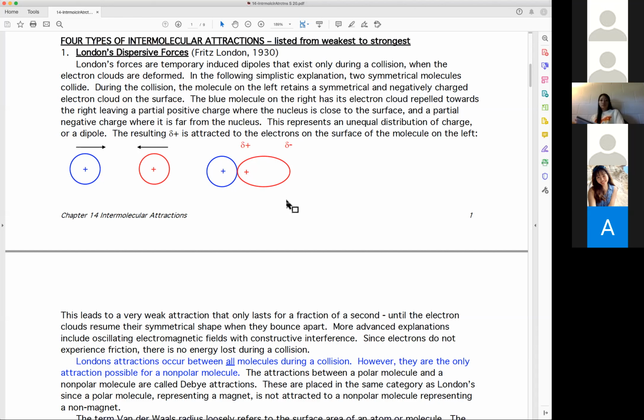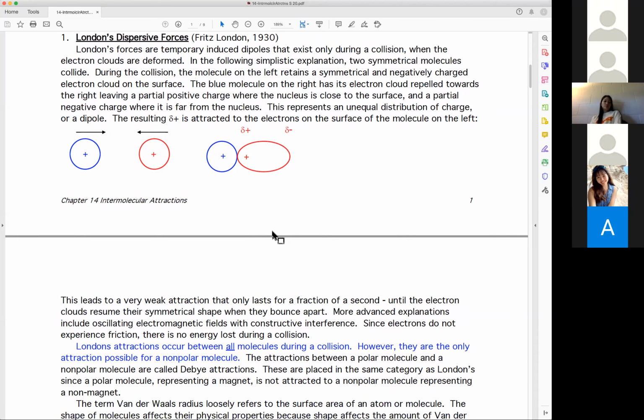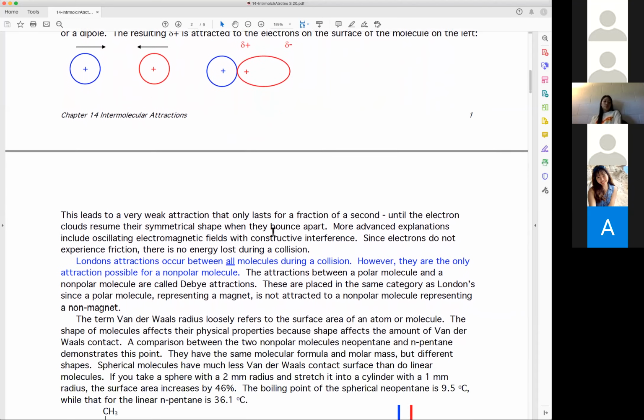I wish I had these balloons. Just haven't had a chance to go get them. If you take two round balloons and you smash them into each other, they both deform each other's electron clouds. And when you let go of them, they just simply bounce apart again, just like nothing happened. But during that collision where their electron clouds are deformed, you get this attractive force, which is called London's attractions. So for a fraction of a second, those two things are attracted to each other.